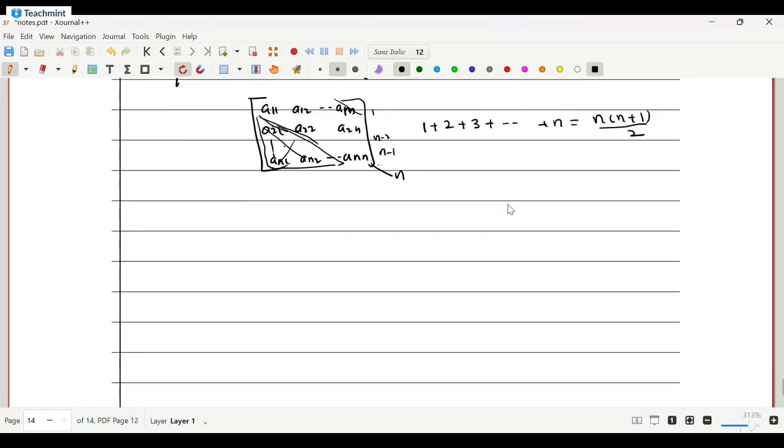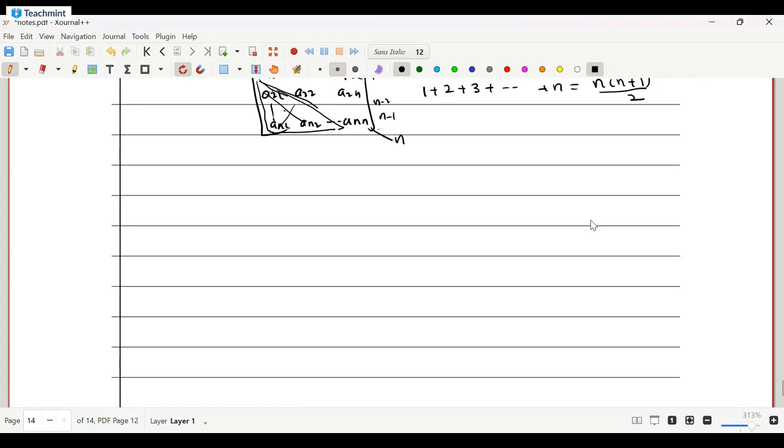So therefore the total number of non-trivial entries, that is linearly independent entries, in a symmetric matrix is equal to n into n plus 1 by 2. Next one, definition.